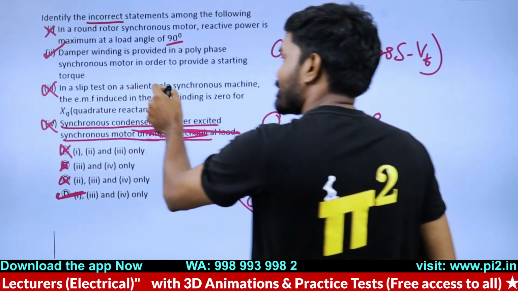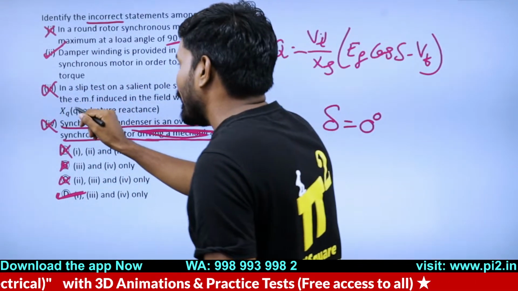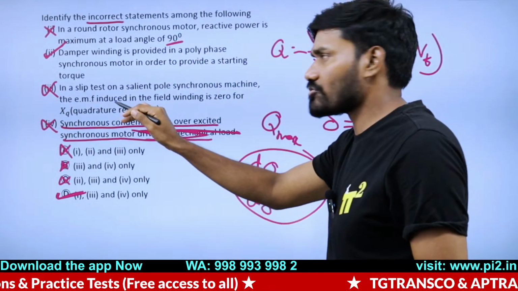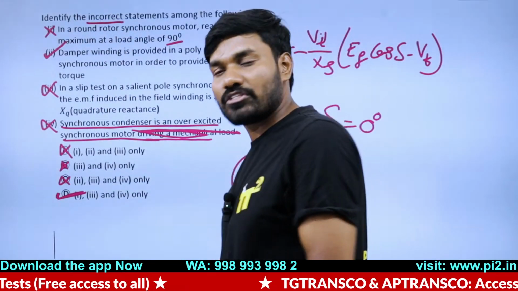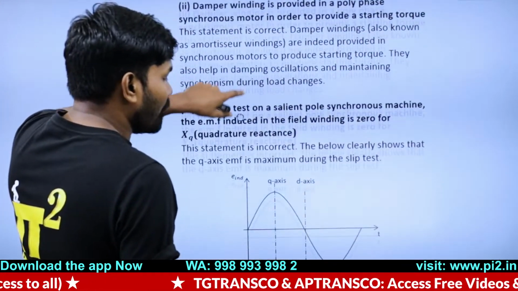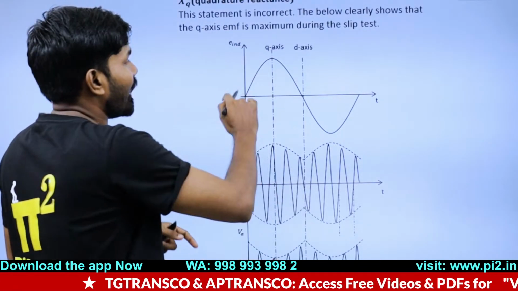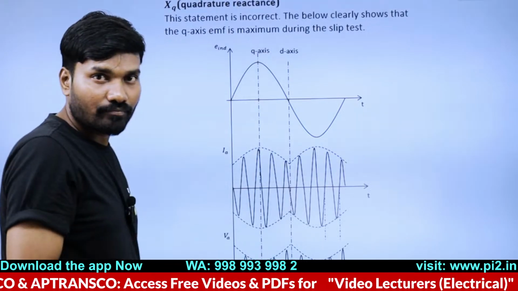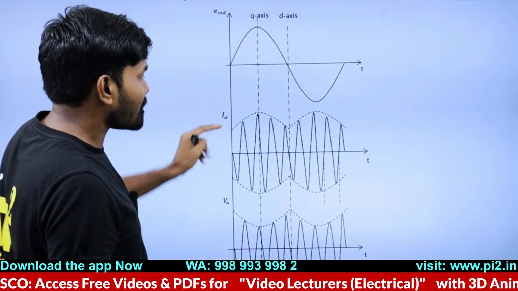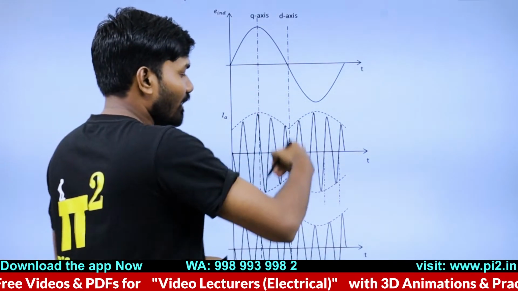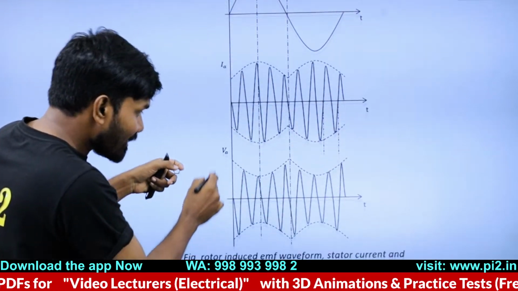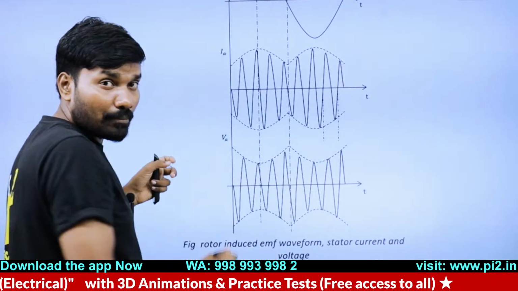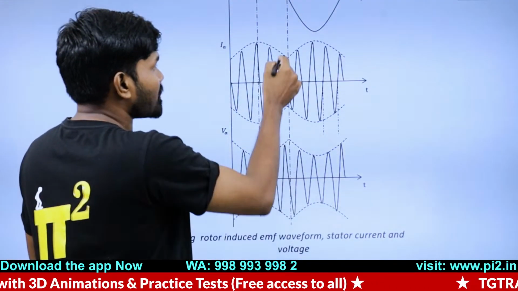But what is the third statement? In a slip test on a salient pole synchronous machine, the EMF induced in the field winding is 0 for the quadrature axis XQ. No, it's not 0. It is the maximum EMF induced in the rotor. That explanation is nicely given here along with the diagram. In this diagram, along the Q-axis the induced EMF is maximum, and armature voltage is minimum along the Q-axis, while along the D-axis it is maximum.